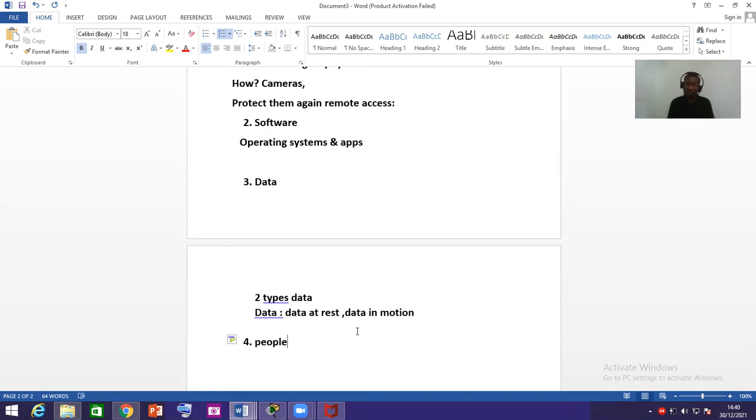So people who are working with you, people who are working for your company, they must know how to use the system. They must know how to choose good passwords, right? So you have to train them. You have to give them a basic lesson about cybersecurity or computer security, right?